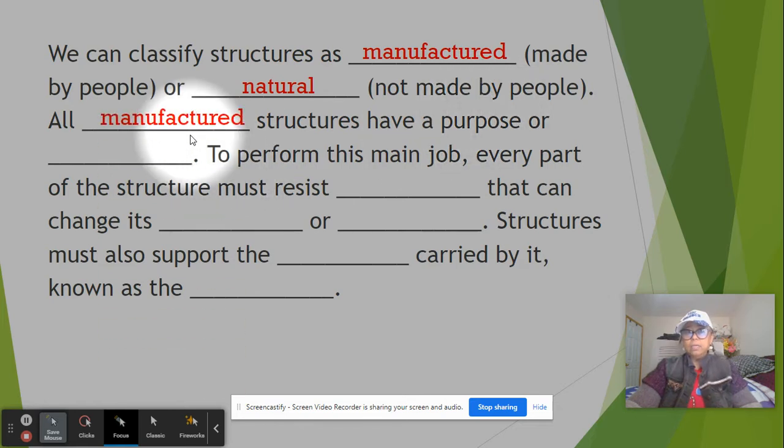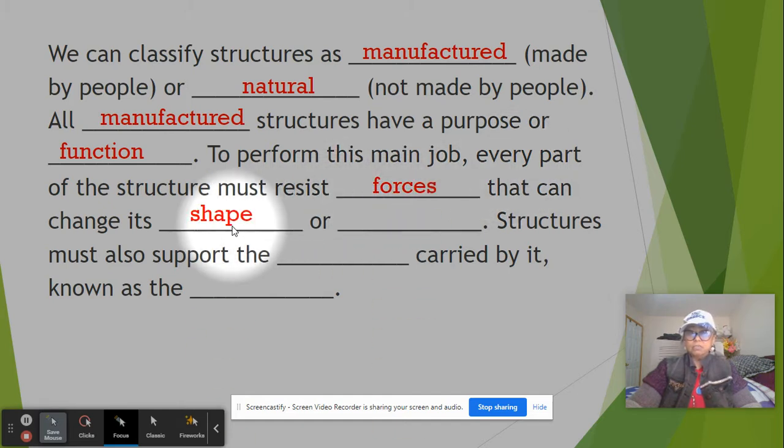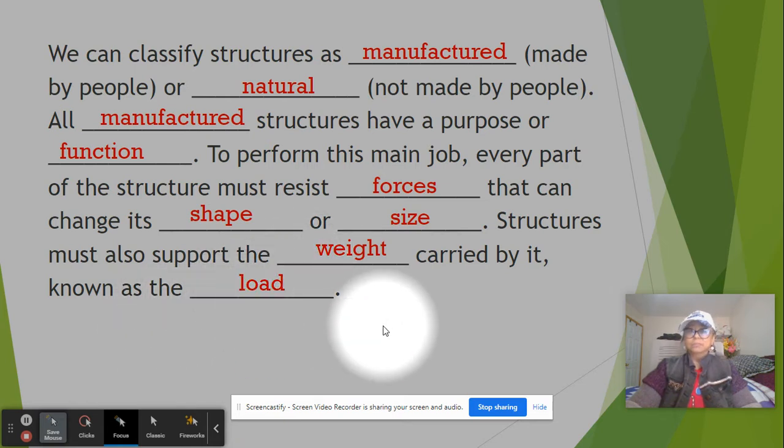Now, all manufactured structures have a purpose or function. To perform this main job, every part of the structure must resist forces that can change its shape or size. Structures must also support the weight carried by it, known as the load.